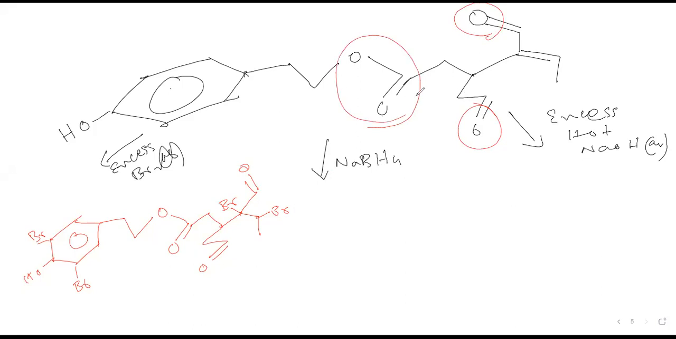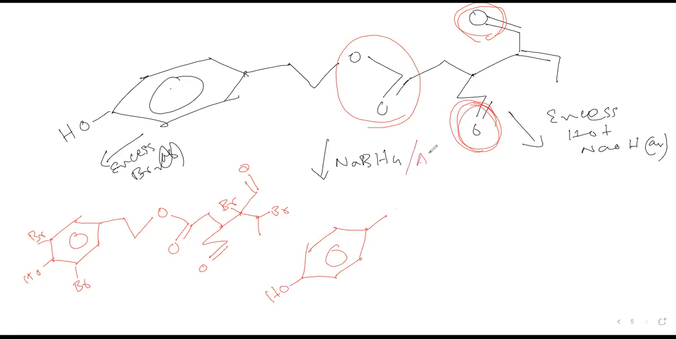Now can you guess what group this is? It is an ester linkage, isn't it? So there won't be any alteration made to this ester group. The only thing is this is a ketone, this is an aldehyde group, and this is also an aldehyde group. So both these aldehyde groups will be converted into what? Alcohol. So we will be left with this OH. There will be no change to the phenol group because it doesn't react with NaBH4.